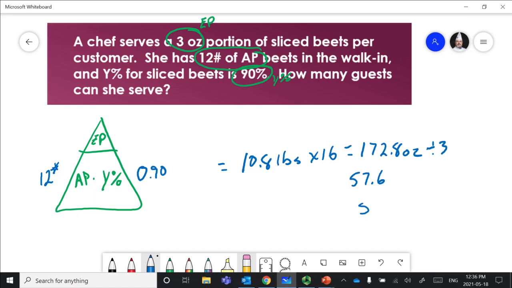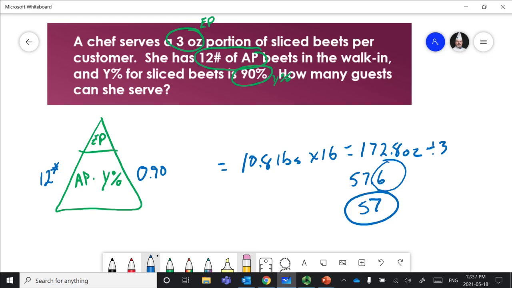57. We cannot serve 58, even though rounding rules would say we would round up to 58, but we don't have enough physical beets to make that whole extra portion. So if we were going to serve 58 people, we would be cheaping out on somebody. Somebody's only getting a couple ounces of sliced beets instead of the full 3-ounce portions. So really we can only serve 57 customers, and then we're going to have 0.6 of a portion left over, right?